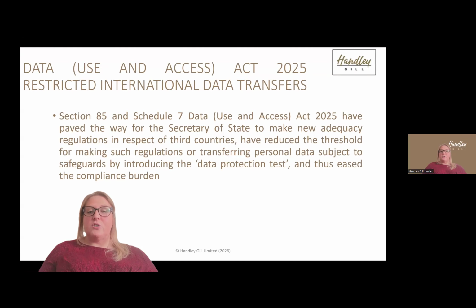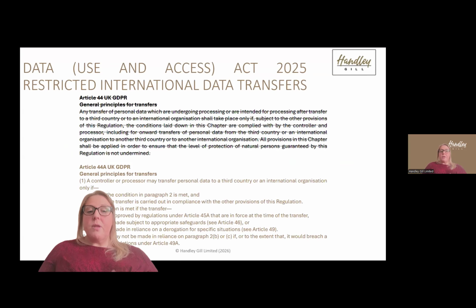So Section 85 and Schedule 7 of the Data Use and Access Act have paved the way for the Secretary of State to make new adequacy regulations in respect of third countries. They've reduced the threshold not only for making such regulations, but also for transferring personal data subject to safeguards by introducing what's called the data protection test, and have thus eased the compliance burden on doing so. Article 44 of the UK GDPR is deleted by way of those provisions. There is a new Article 44A on general principles for transfers. That's largely the same as currently. So you have to meet certain conditions. You either can have adequacy regulations, appropriate safeguards, or a derogation.